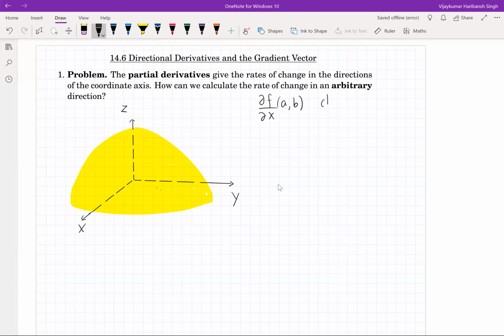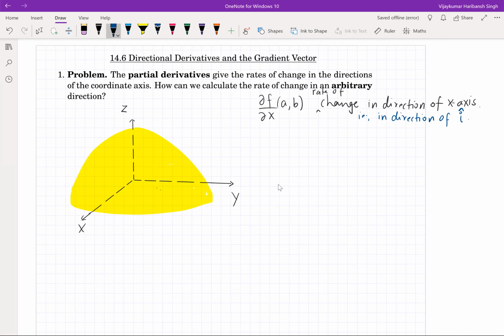was the rate of change in the direction of the x-axis, because you kept y constant, right? Or we can say in the direction of, but the direction of the x-axis is the same as, that is, in the direction of the unit vector i. I'm just putting a cap on it to emphasize the unit vectorness of it.